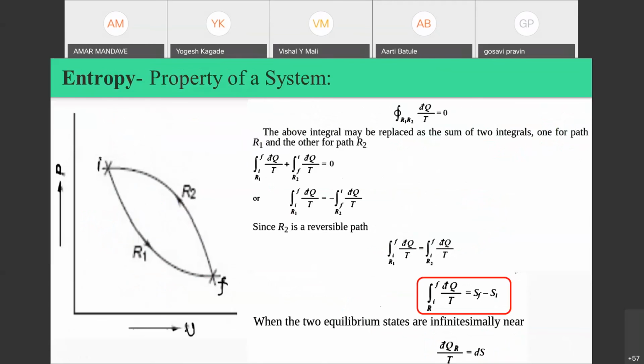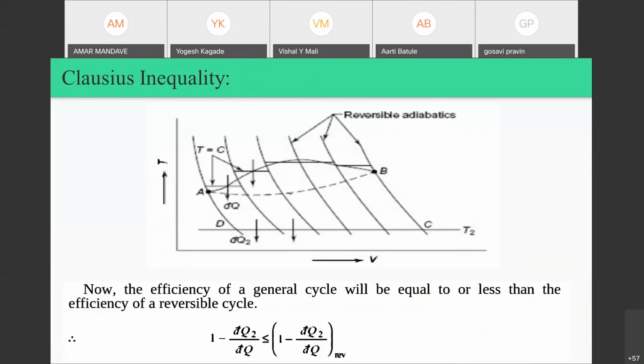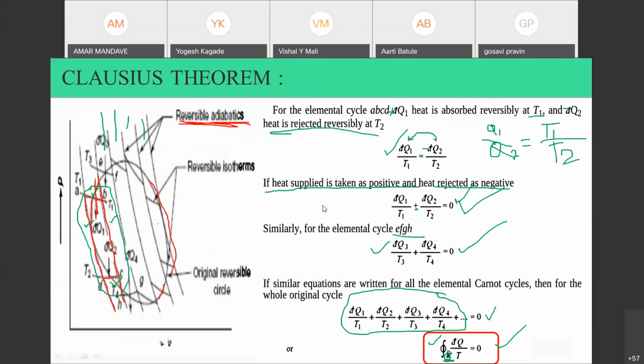The remaining part we will cover in the next lecture. This concept is very important. This Clausius theorem is very important because the entropy property will be defined by using the Clausius theorem. So the remaining part we will cover in the next lecture.